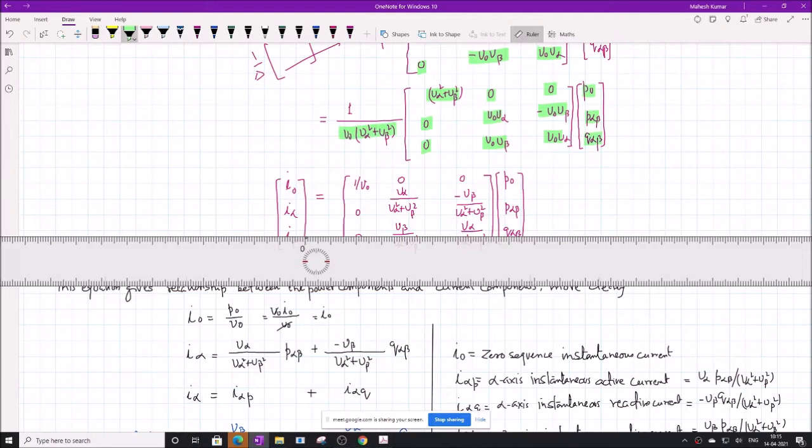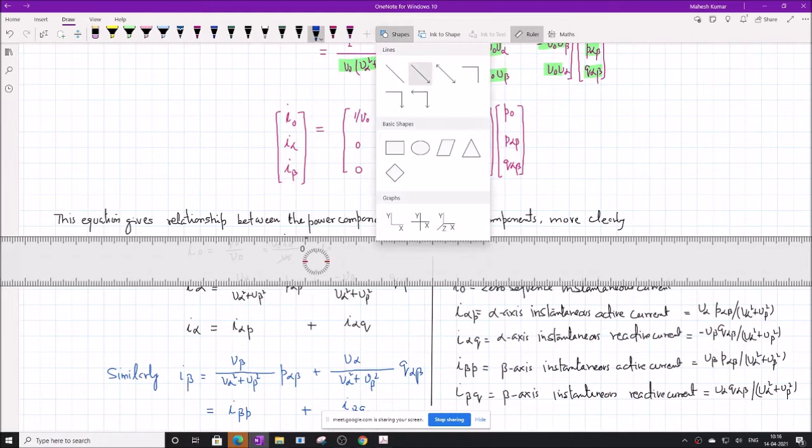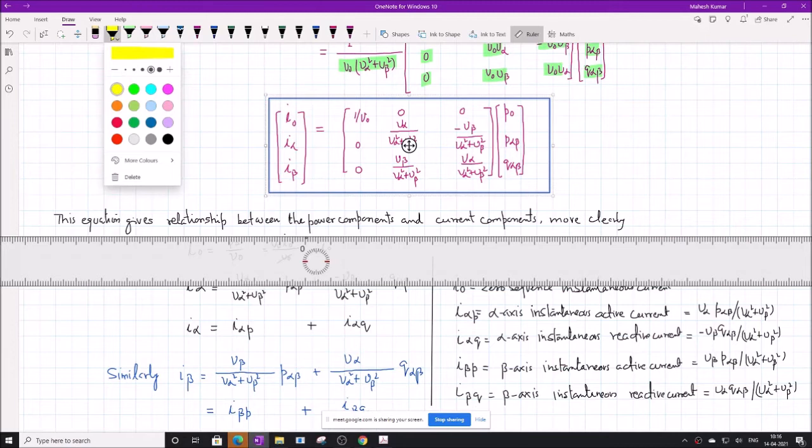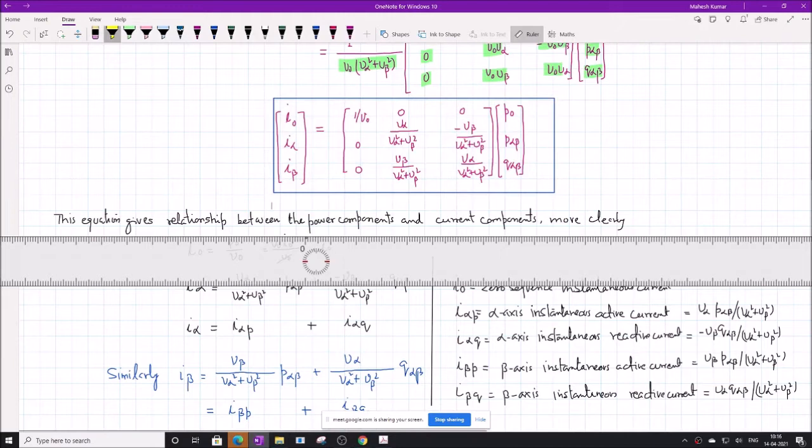Is that fine? So this is simply inversion of the matrix and correlating the current and power terms together. This is a very insightful equation, which correlates the power on the one hand side, for a given power P0, P alpha beta, Q alpha beta, and on the left hand side we have the currents I0, I alpha, I beta. And these correlate through the matrix, that is basically the voltage matrix, you can say a 3x3 voltage matrix.